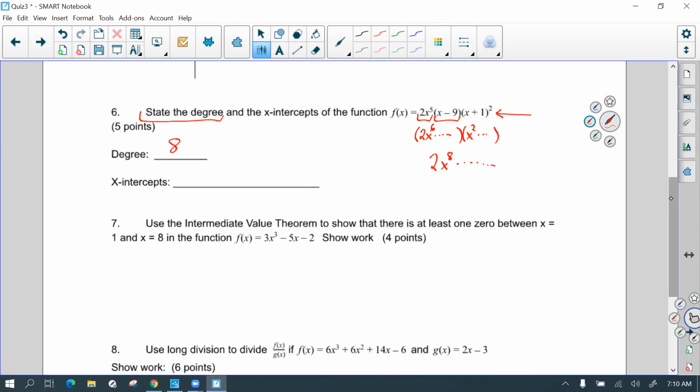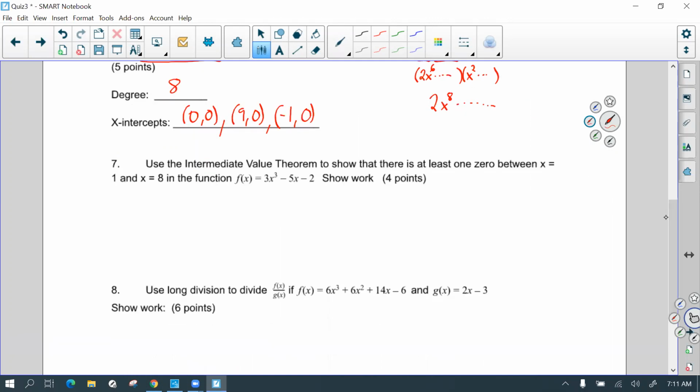That means that there are at most 8 x-intercepts. Well, 5 of those x-intercepts are just repeated when x is 0. 1 of those x-intercepts is when x is 9. Any x value that makes the result 0. And 2 of those x-intercepts are the same at -1.